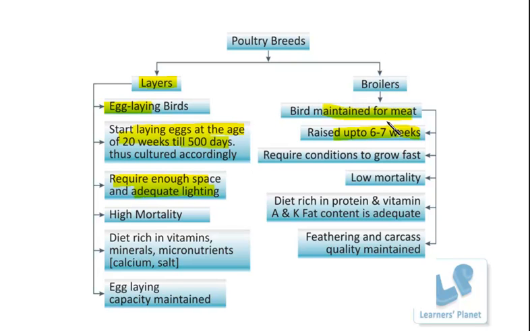Whereas now in the case of broilers, the conditions which are favorable for the fast growth are maintained.